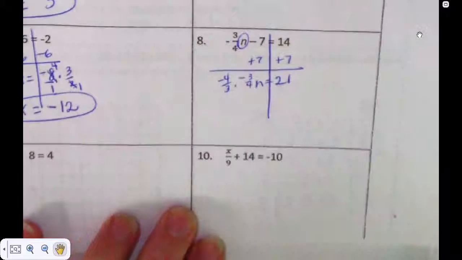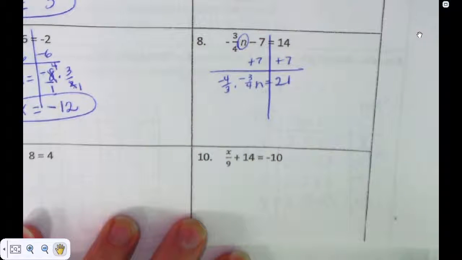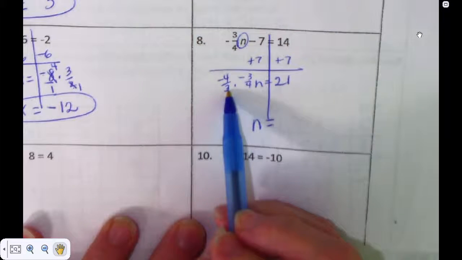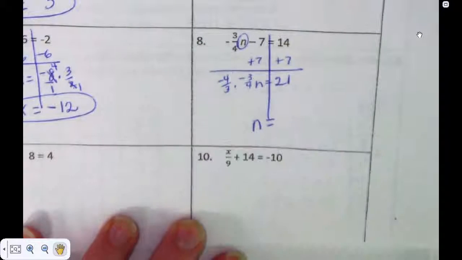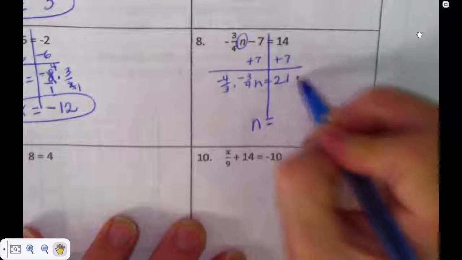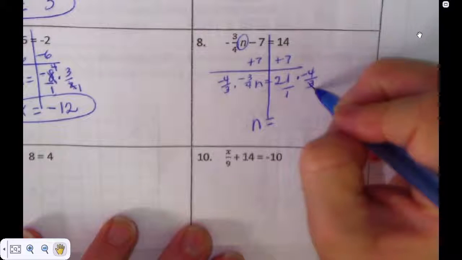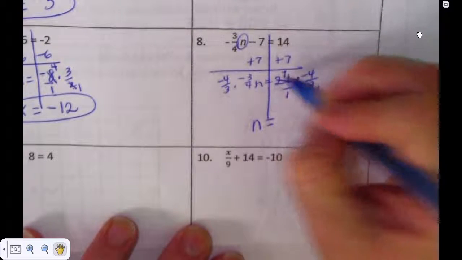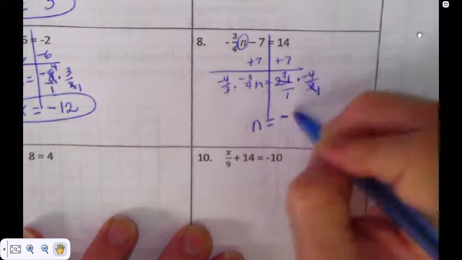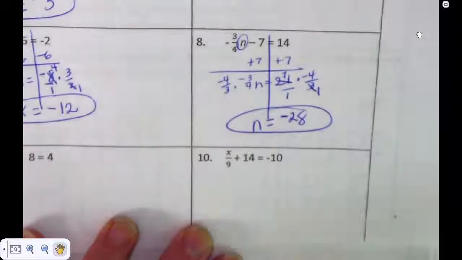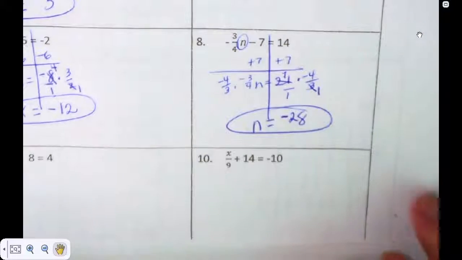-4/3. Why am I multiplying by -4/3? To get 1. I can multiply by anything, but I want to multiply by the reciprocal so I can get 1. And then look how quickly you can do this. That goes 1, 7. Oh, it's negative, 1 negative, and 7 times 4 is 28 over 1, which is 28. And when you check it, you get -28. Okay?